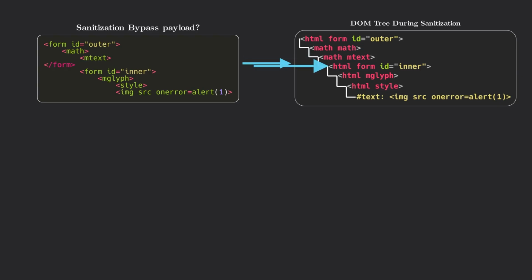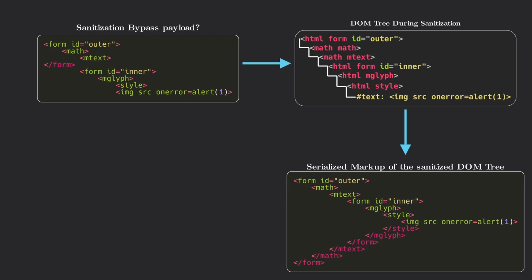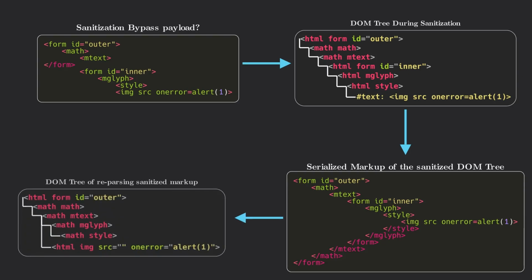DOMPurify will iterate through the tree and remove dangerous elements. Since nothing is dangerous here, it keeps it. And finally, it returns the serialized HTML. Now, when we insert this payload into the page DOM using innerHTML, a second parsing occurs. According to the HTML spec, the inner form is invalid, so it gets removed.